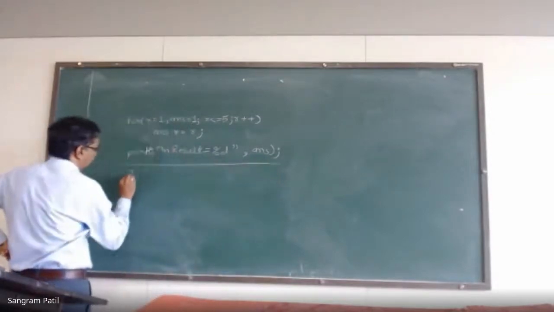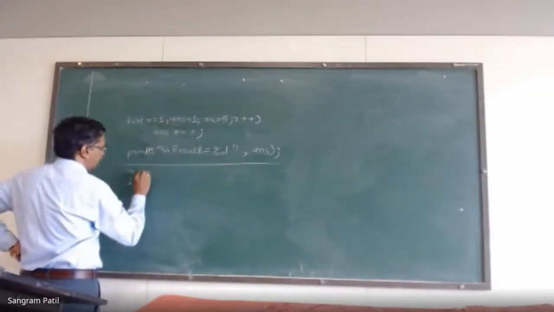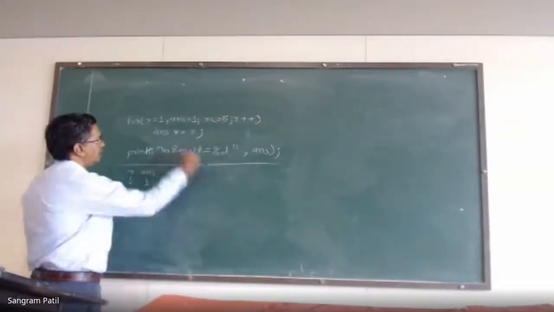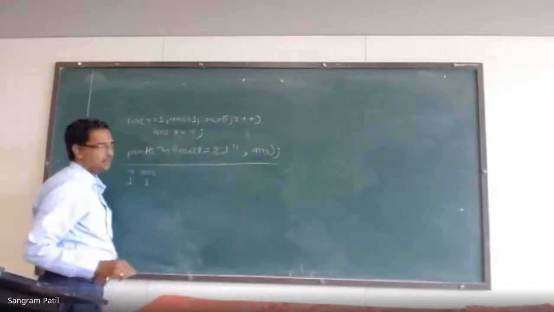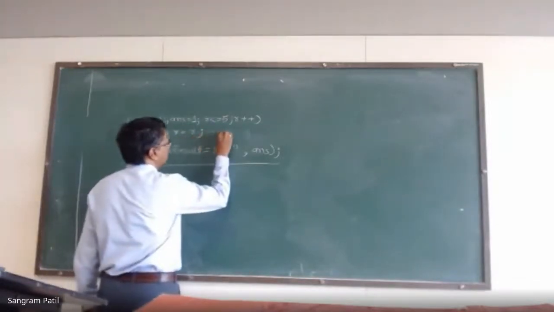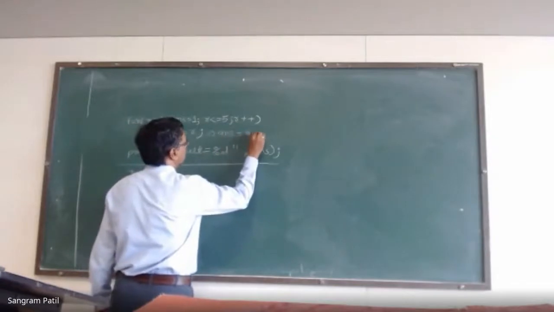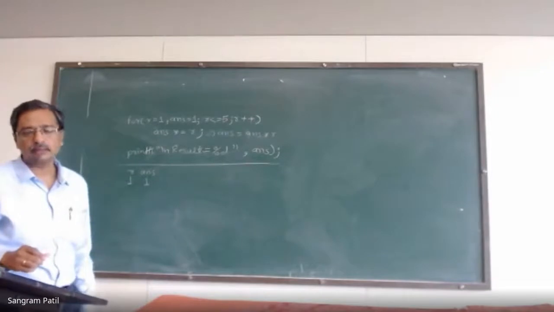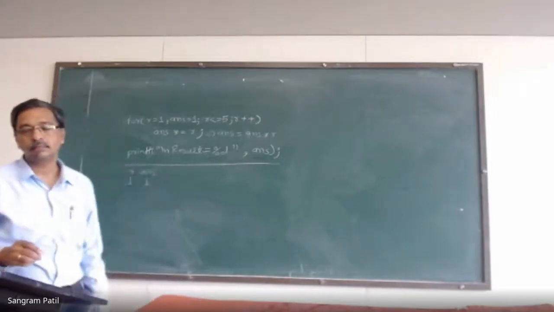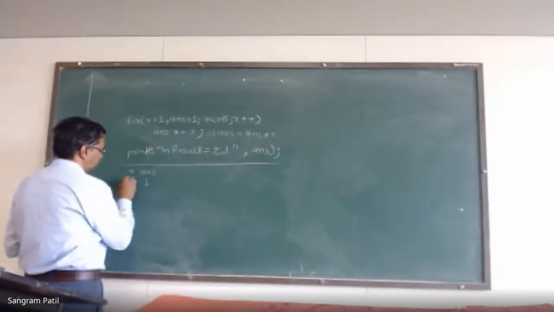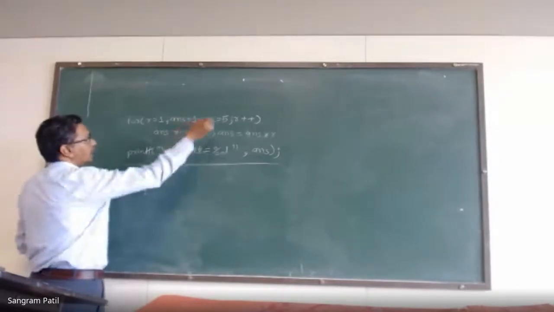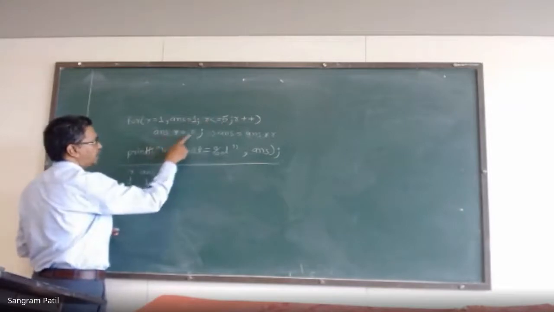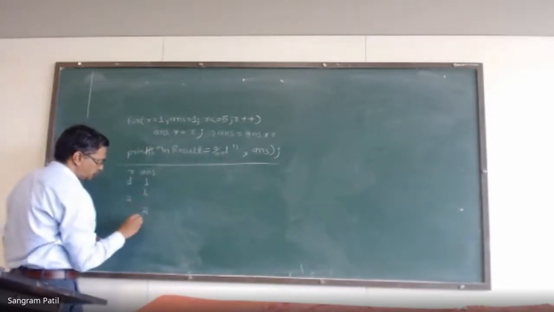r equal to 1, answer equal to 1. r less than equal to 5, yes. Answer equal to answer into r. So 1 into 1 is 1. r plus plus, value of r becomes 2. Less than 5, yes, answer equal to answer into r. 1 into 2 is 2.